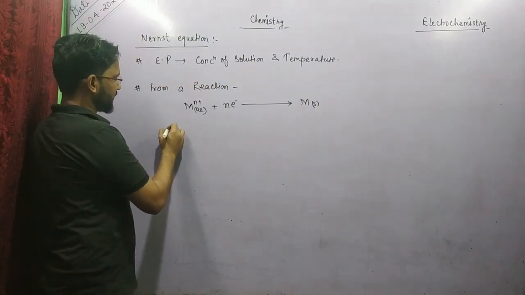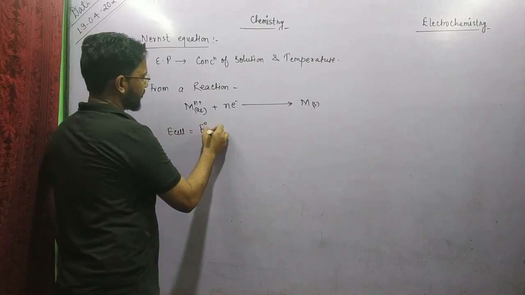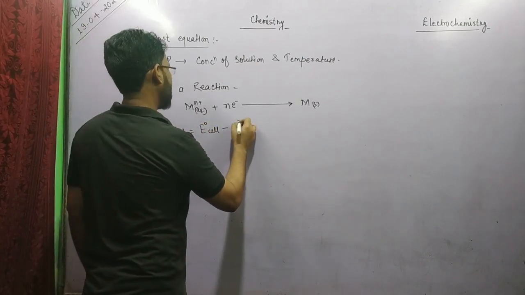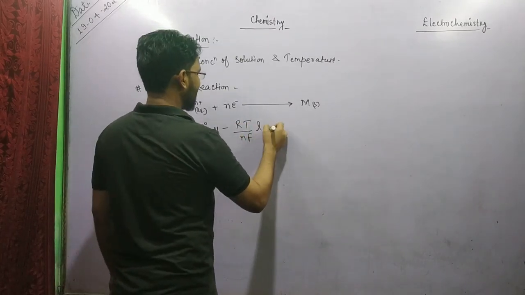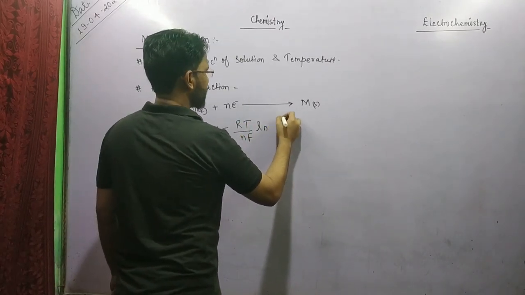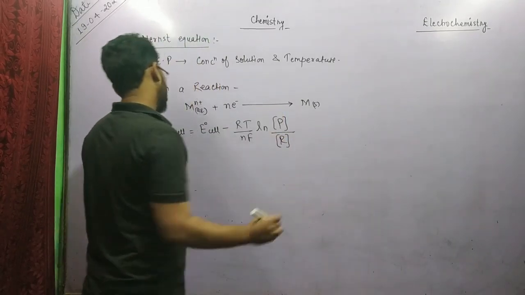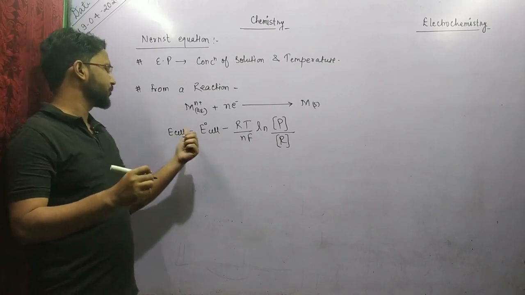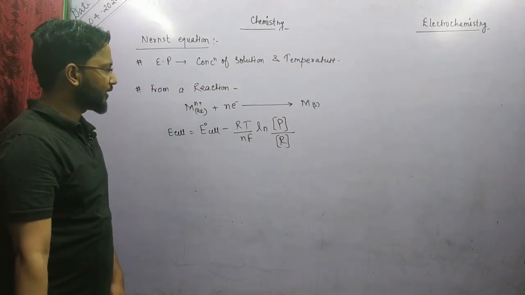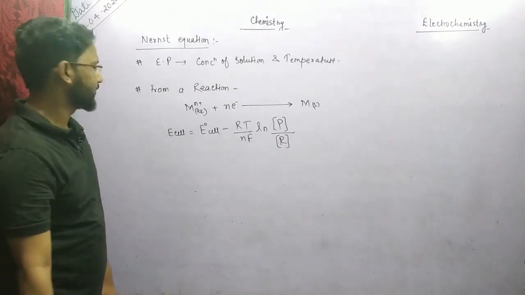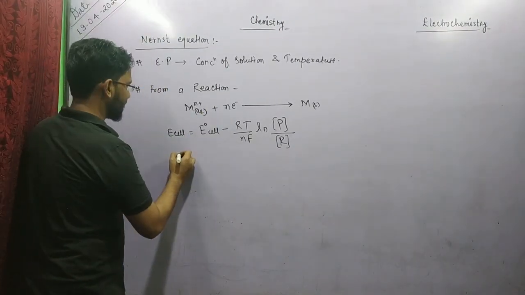So the Nernst equation is E_cell equals E°_cell minus RT over nF ln of concentration of product over concentration of reactant. So we can apply this equation. E_cell equals E°_cell minus RT over nF ln of concentration of product over concentration of reactant. Now we apply this equation to this reaction.